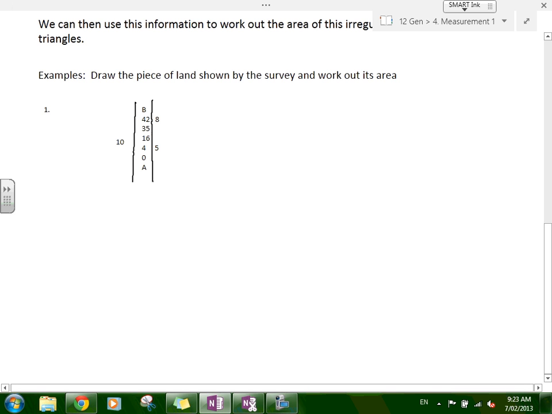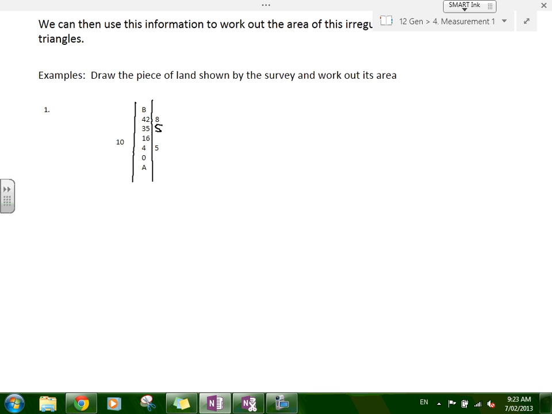So that's point A and point B. The numbers are 0, 4, 16, 35, 42. Remember that's cumulative. And then the measurements are 5, 10, 5, and then 8. Okay? Alright, so it's asked, draw a piece of land shown by this survey and work out its area. So we can draw this reasonably easily.